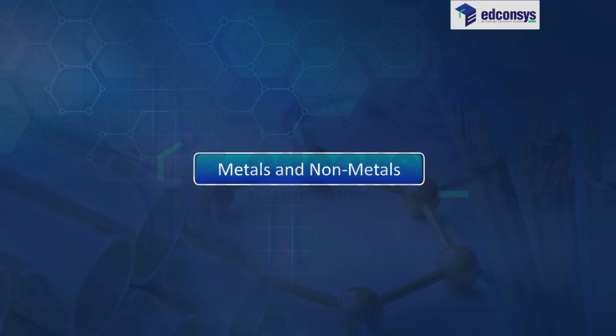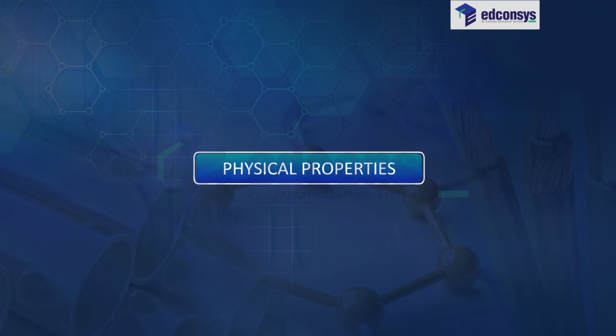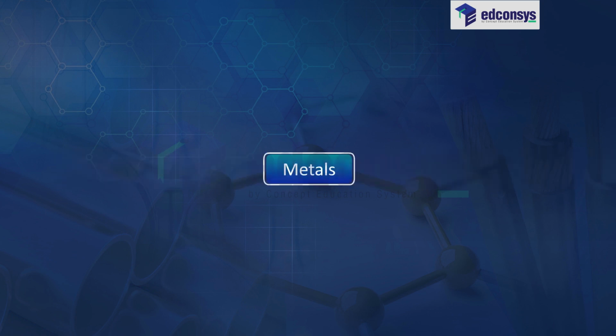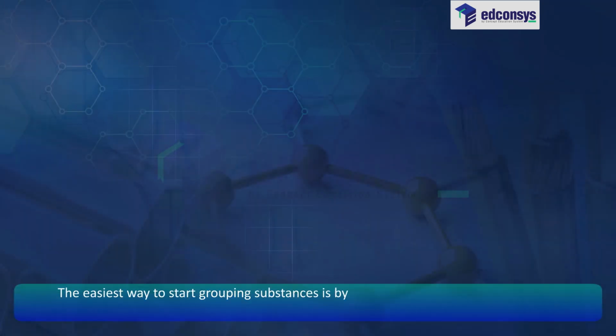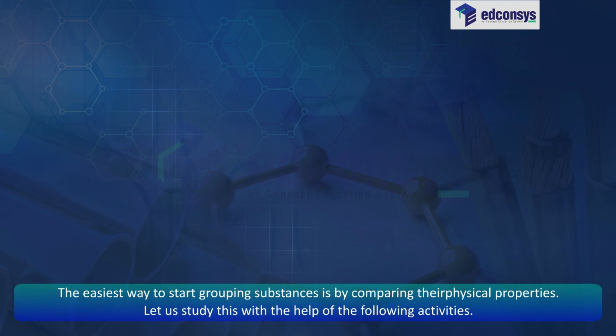Metals and nonmetals. Physical properties. Metals. The easiest way to start grouping substances is by comparing their physical properties. Let us study this with the help of the following activities.